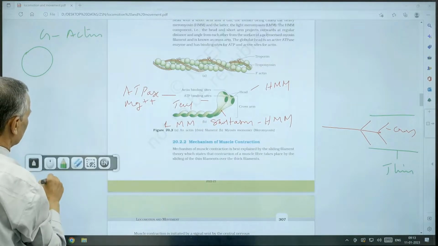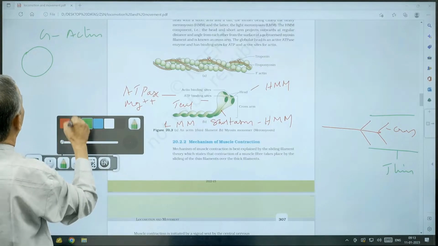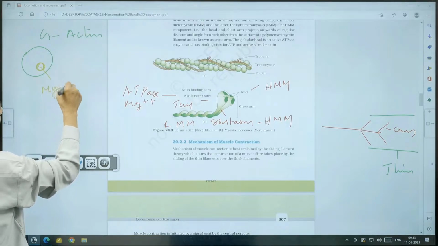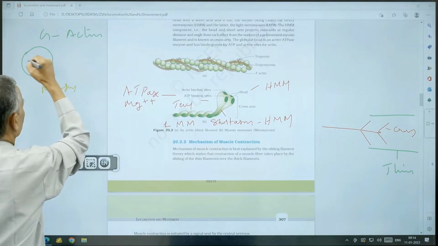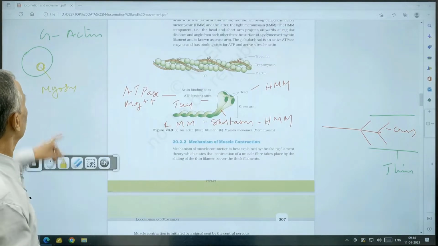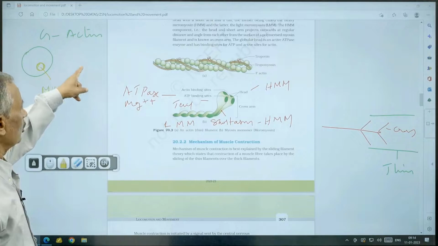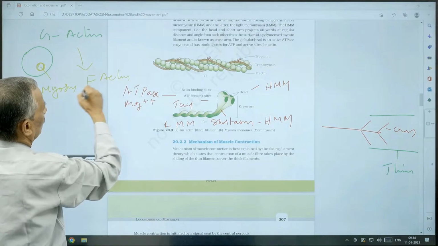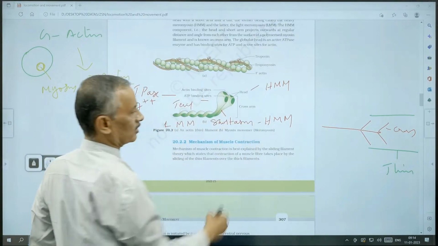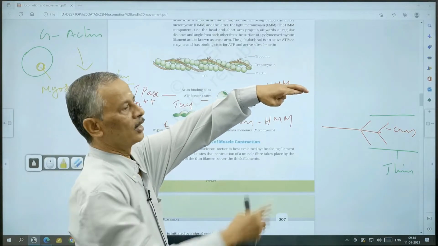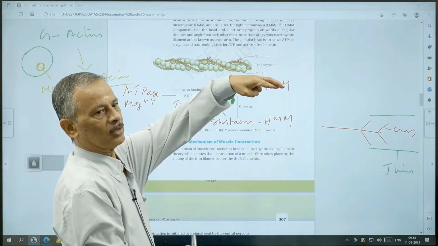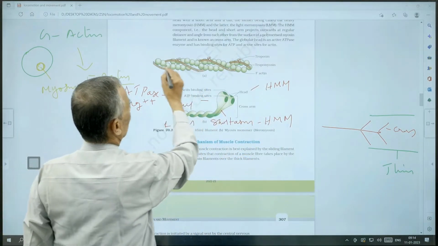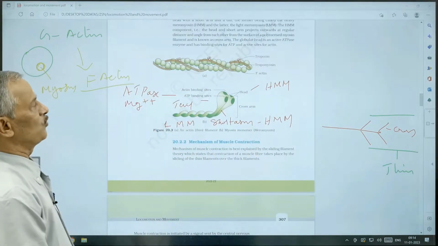Each G-actin has an attachment site within it. It is to this attachment site that myosin comes and attaches. This head comes and attaches to this one. When they are all polymerized, they form F-actin, F for filament. Thus, you have two filaments. These two filaments are helically coiled, one coiled around the other. That is how the thin filament is made up.